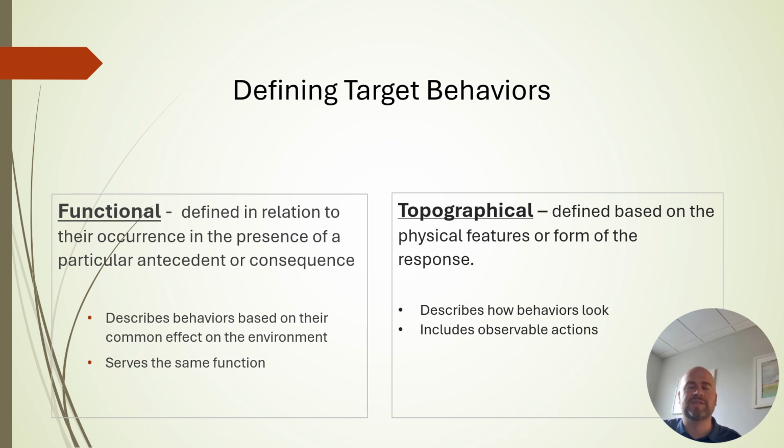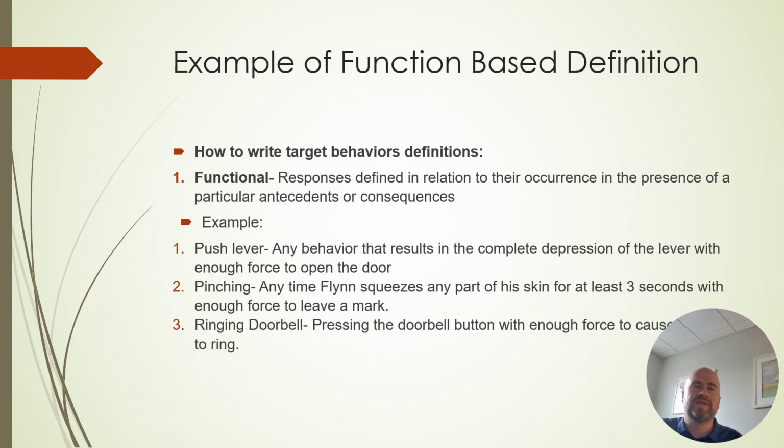A topographical definition is what is more common, I would say, in the field. It's defined based on the physical features or form of the response. So it describes how the behavior looks. It includes observable actions. And we're going to delve into this a bit more in the next couple slides. So, example of a function-based definition, and what is a function-based definition?